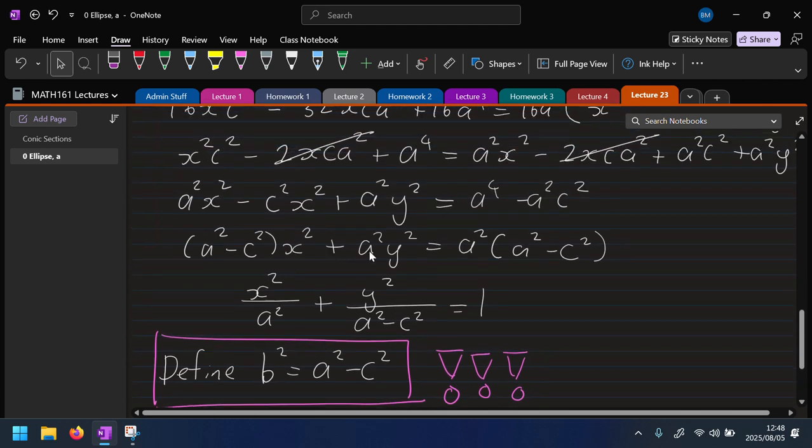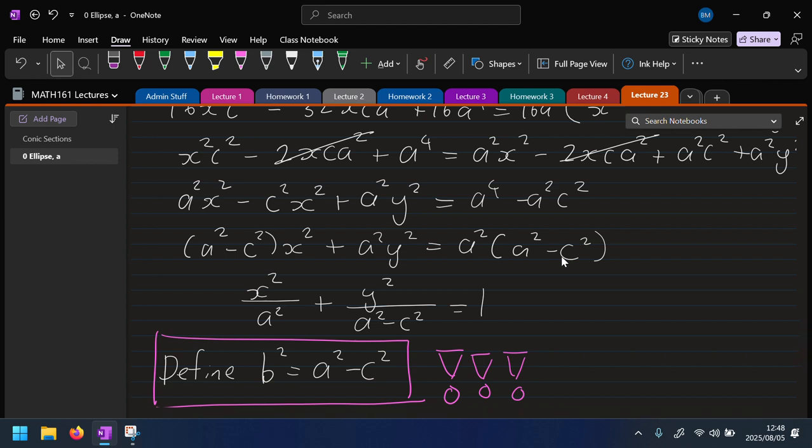Second to last step, this one. Yeah, so left-hand side and right-hand side, we divided through by this. So look on the right-hand side, we've got a squared minus c squared. I'm going to take it over. So a squared minus c squared divided by a squared minus c squared cancels, right? Then we divide by a squared, so that's left over.